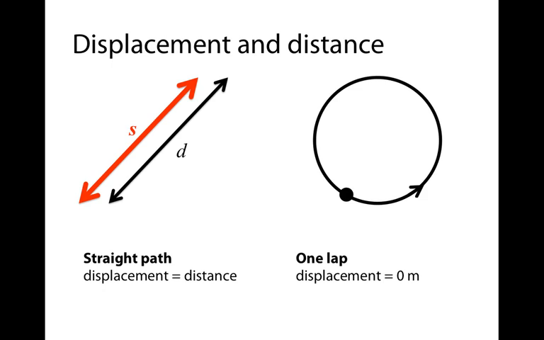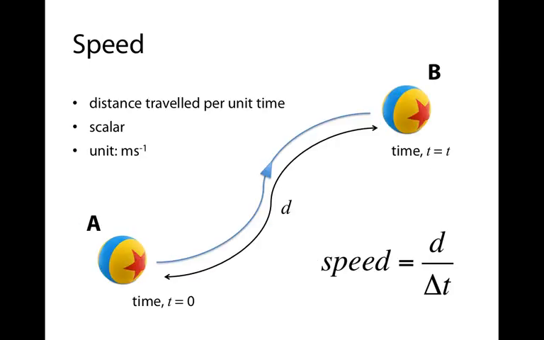Okay, so that's displacement and distance. And moving on, we have the other piece of information. Remember, we measured time. Time started at 0 and finished at t, delta t, the time taken. Well, if we include that information, we can calculate speed. Now, speed is a scalar quantity. It is simply the distance travelled per unit time.